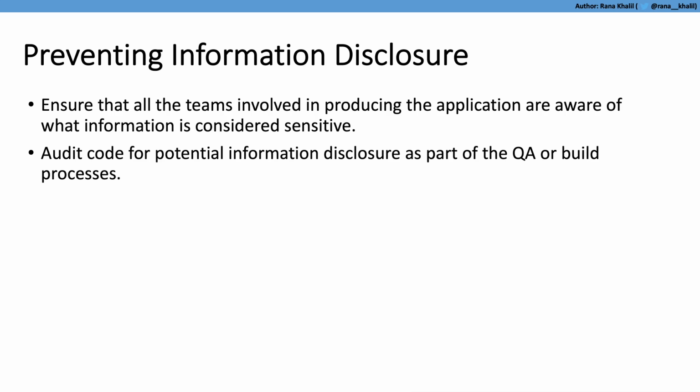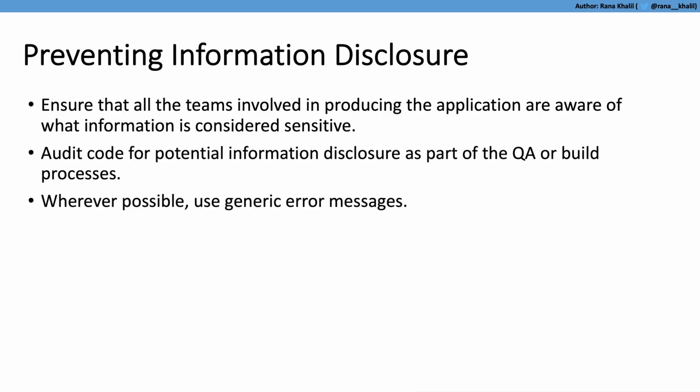The next thing to do is audit the code for potential information disclosure as part of the QA or build processes. So whenever new code is introduced into the application, it should be checked by another set of eyes to ensure that the added code doesn't leak any sensitive information about the application or its data.